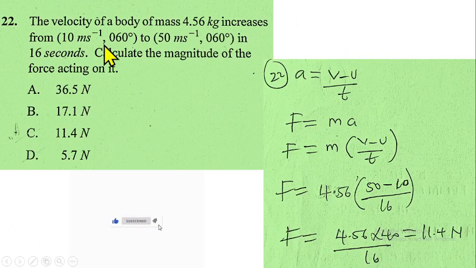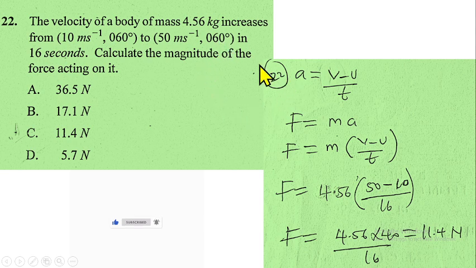Question number 22 is also from motion. The velocity of a body of mass 4.5 kilogram increases from 10 meter per second at 060 degrees to 50 meter per second at 060 degrees in 60 seconds. Calculate the magnitude of the force acting on it.